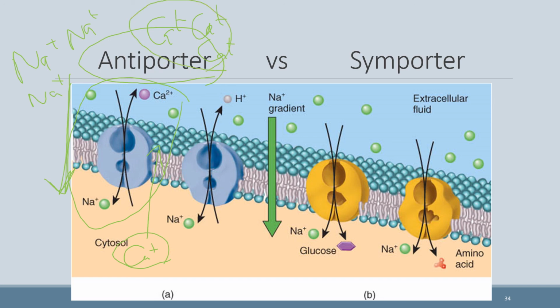This is an antiporter because the items are moving in opposite directions. The reason in which calcium can move is because we are gaining energy from sodium moving down its gradient, okay? This could also be the form of a symporter. So with a symporter, we're still using sodium as our source of energy, and now we're going to move something against its gradient in the same direction.